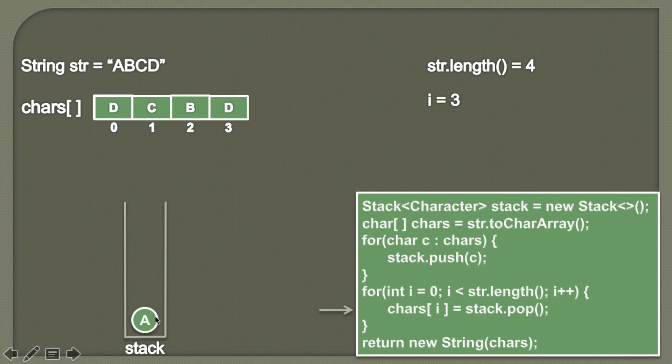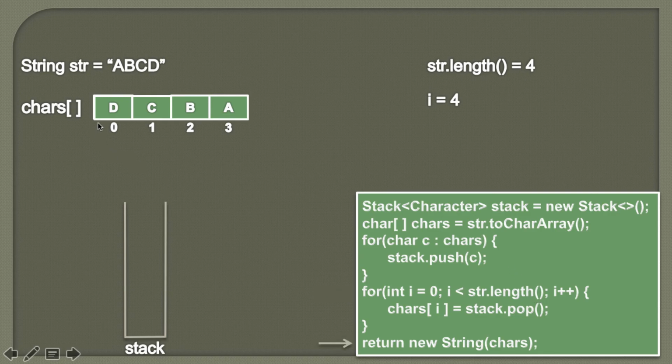So we'll pop an element from the stack. Now value A is popped out and it will be assigned to this char array at index 3 because the value of I is 3. So the value of this char array at index 3 becomes A. Moving ahead, now I becomes 4 and so 4 is not less than 4. Therefore the condition in the for loop comes out to be false.